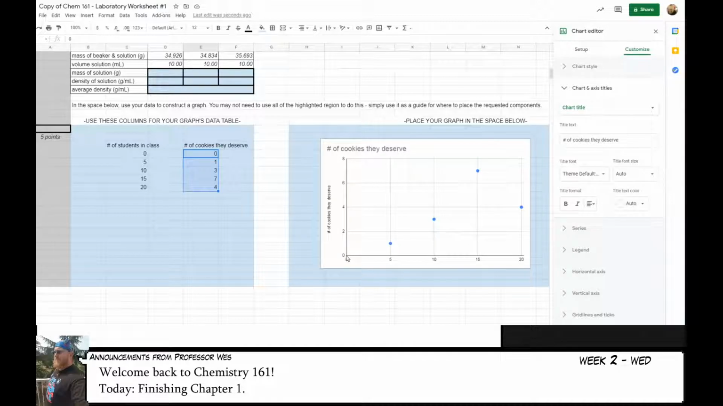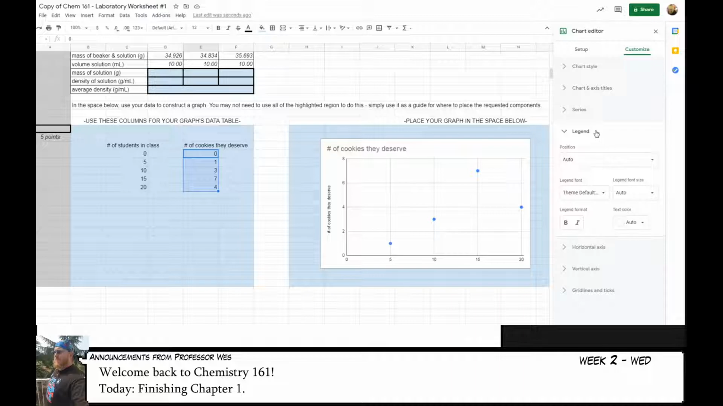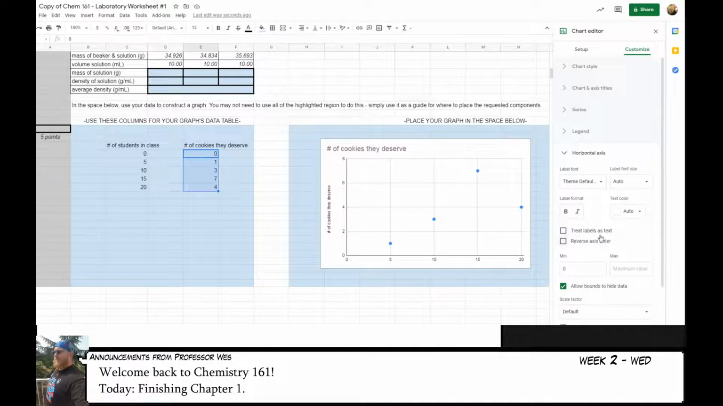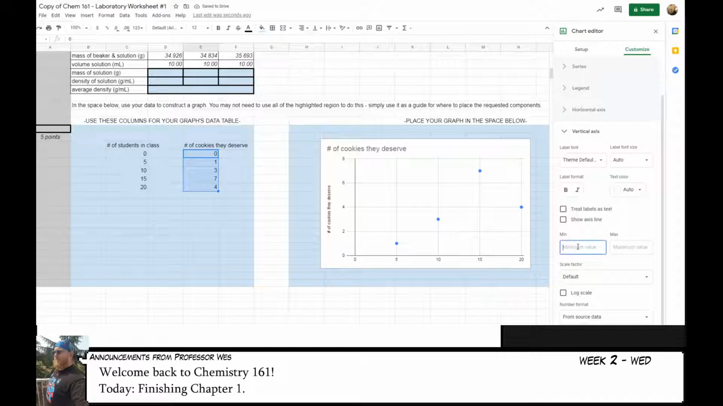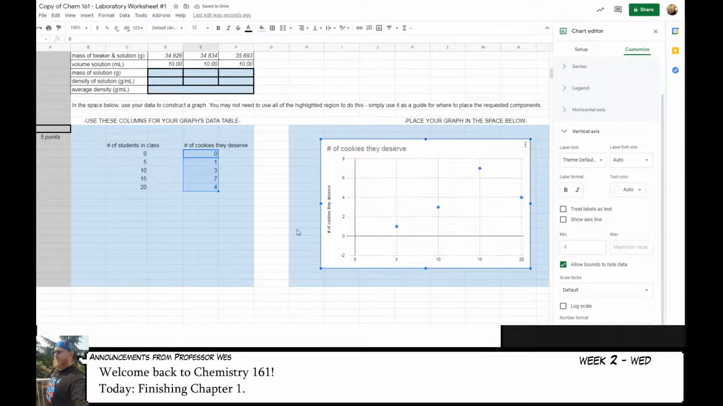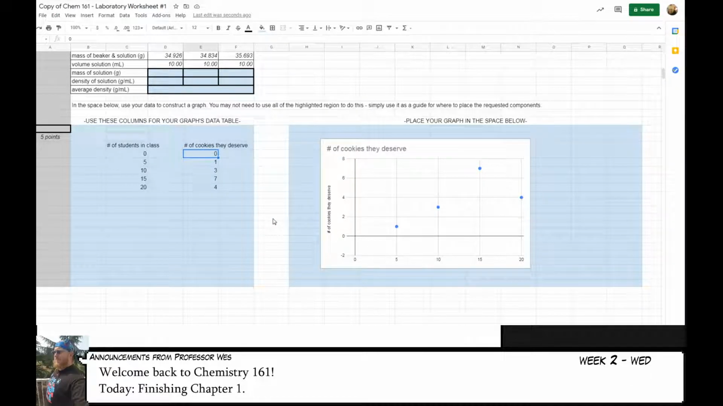I have a feeling that it is plotting 0, 0, but it's not actually showing. The way that we can check that is if we go to the horizontal axis, I'm going to make the minimum -1. And then for the vertical axis, I'm also going to make the minimum -1. And there should be a data point at the origin. There's totally not. Yeah, why is it not plotting this first data set?